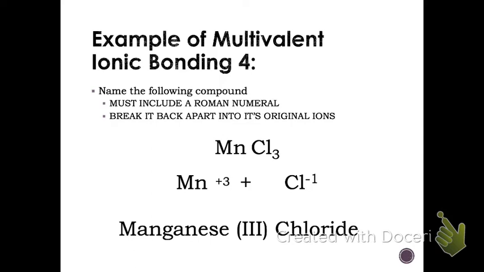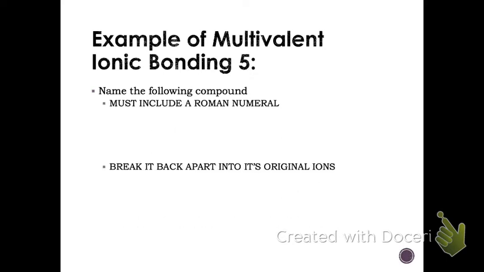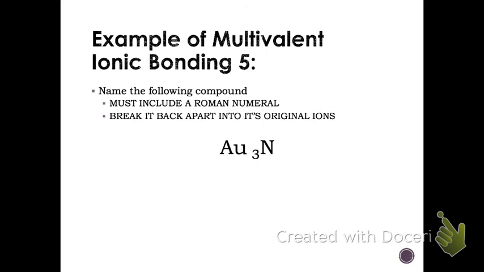Okay, so here's example 5. Again, we're looking for the Roman numeral, so we have to work backwards. So it would be Au. So nitrogen's 1, so there's one nitride ion with a negative 3 charge, and there's 3, this is gold. Oh yeah, sorry. There's 3 gold ions.